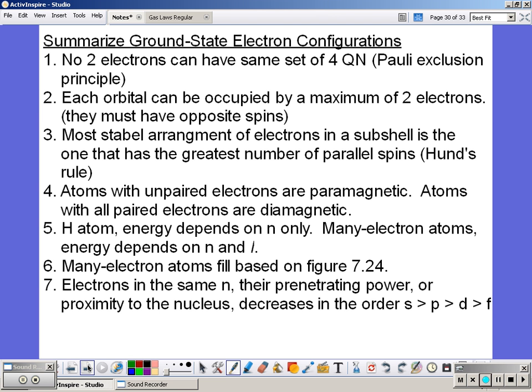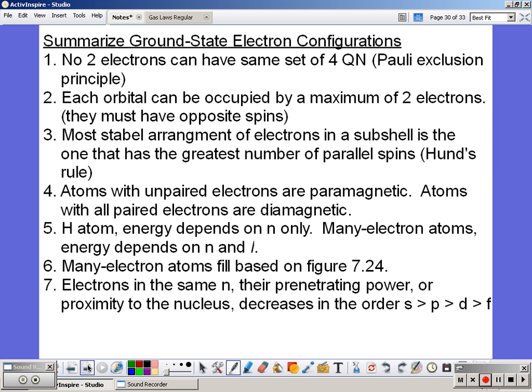The energy of the hydrogen atom only depends on the energy level, n. But if you have more than one electron, it depends on both the energy level and the sublevel. So n and L play a role. A many electron atom is filled based on figure 7.24, what we call Aufbau's principle in Chem 1, reading along the diagonal lines. For electrons in the same energy level, their penetrating power, or proximity to the nucleus, decreases in the order of S to P to D to F.